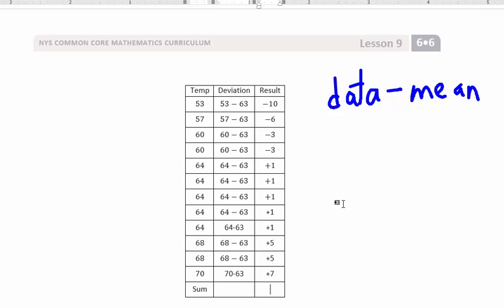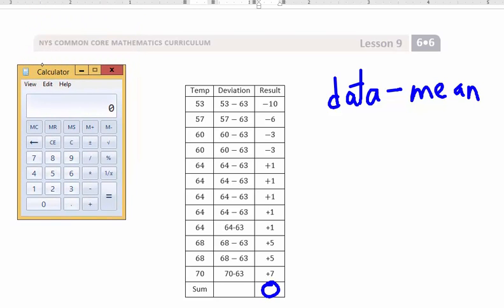So what should my sum be? Well, remember, whenever I'm working with deviations, their sum should always equal 0 because I have a left side and a right side. But just to check, I'm going to use my calculator. You're allowed to use your calculator today. Just going to add all these up. So I have a negative 10. Then I'm taking away 6. Taking away 3. Taking away another 3. So that's all my negative values.